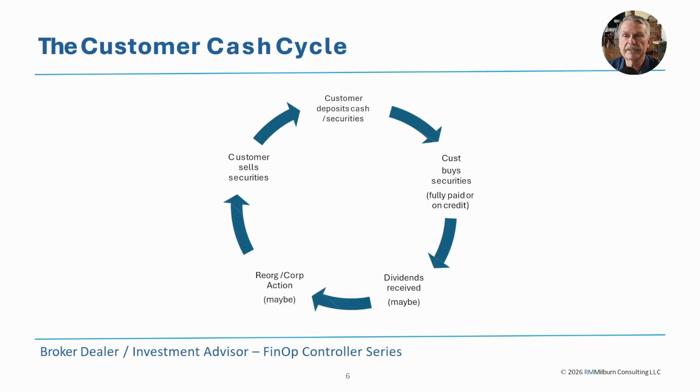All right, let's discuss the cash cycle. Customers start by depositing cash and securities with the firm. Then securities are purchased by either paying in full or on credit. Dividends for both cash and securities might be received, or there might be a reorg or a corporate action that will give them either new securities or cash, or even a combination of both. Eventually, the customer will sell the securities and those funds will be deposited back into the customer's account.